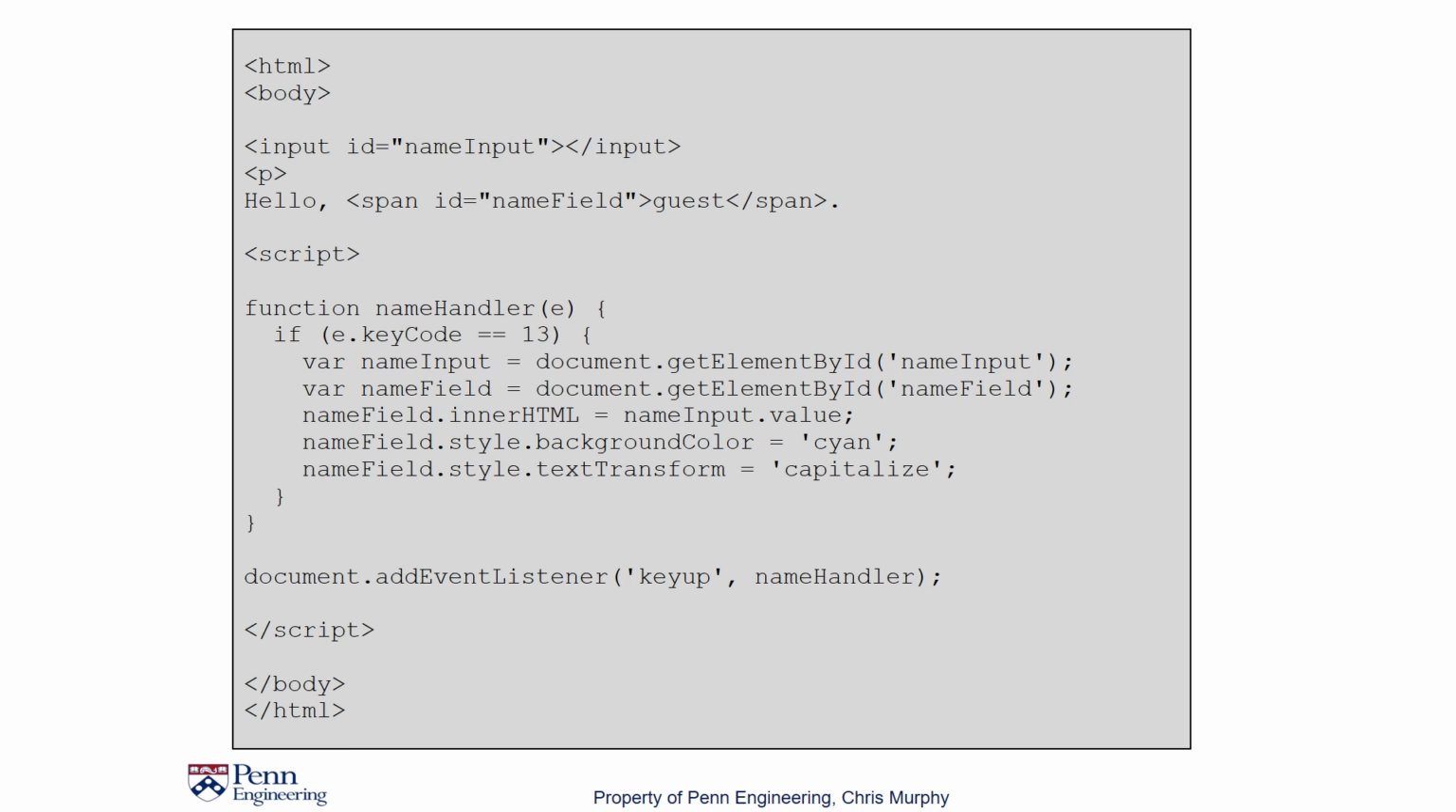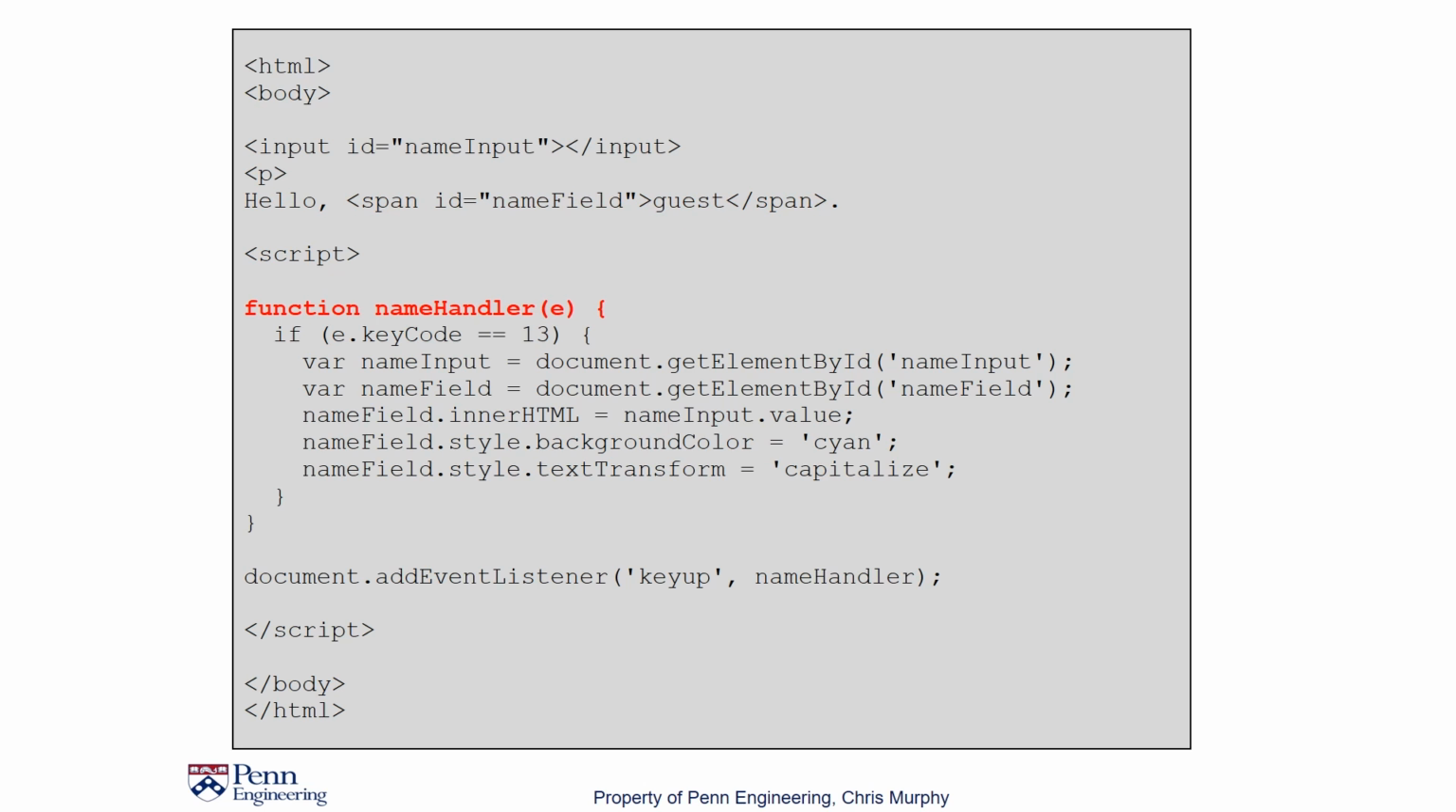So here's the code for that. We have an input element or an input field that we've given the ID name input, and we have a span which defaults to the word guest. We've given it the ID name field.